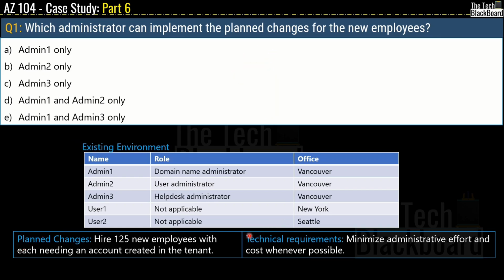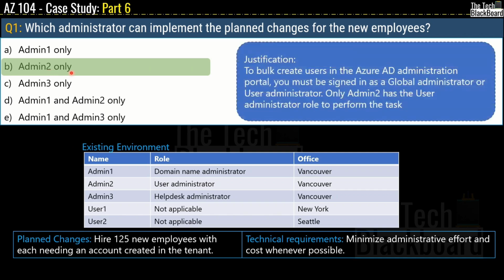Now let me give you the correct answer. The correct answer for this question is admin 2 only. Why? The justification comes here. Because to bulk create the users, I already pointed out that we are talking about 125 new employees. So it says to bulk create users in Azure AD administration portal, you must be signed in as global administrator or user administrator. Only admin 2 has the user administrator role to perform this task.